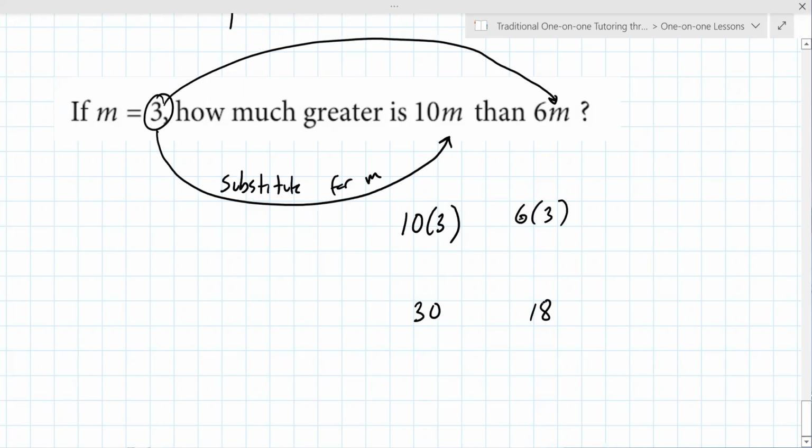18. Now we want how much greater. That means you're going to subtract. What is 30 minus 18? 12. Good. Okay. Now let's try another problem here.